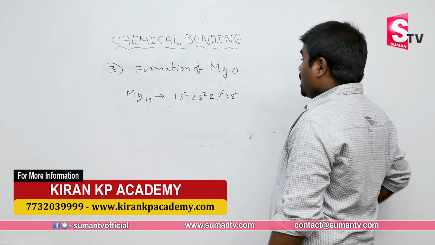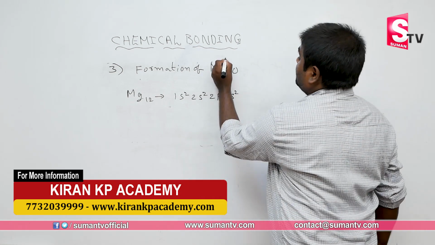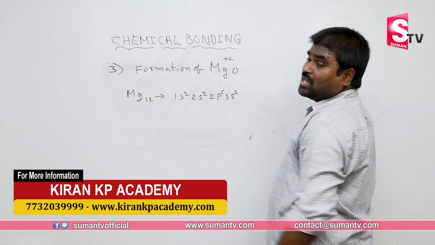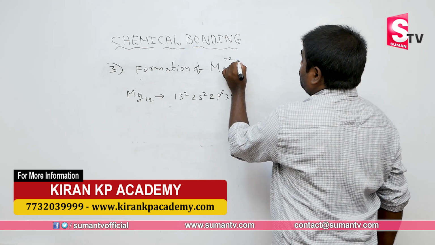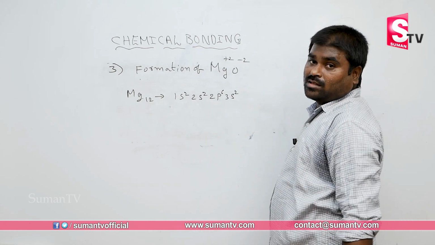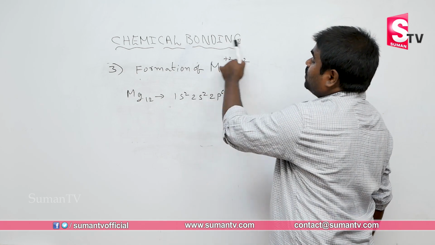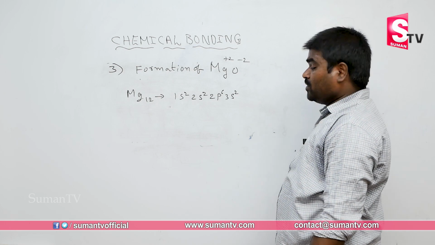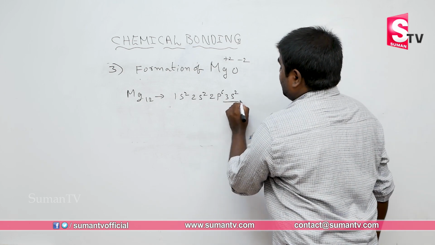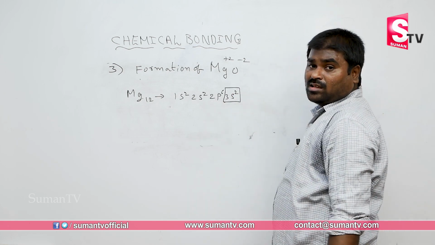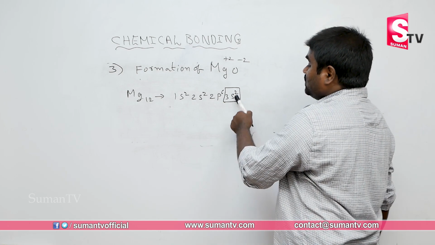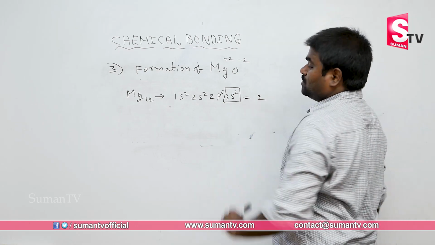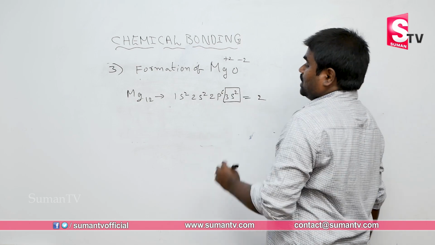Next, children, magnesium oxide. Magnesium is plus 2 and oxygen is minus 2 electrons. Magnesium can lose 2 electrons, and oxygen can take 2 electrons. How will we see this? The valence shell is 3s2, one orbital, with 2 electrons. Now come to the oxygen.